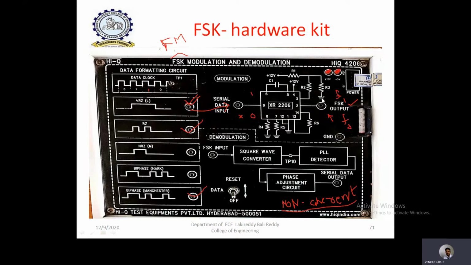And for the demodulation process, connect the modulated output to the demodulator here. In the demodulation process, we are using a PLL based circuit. By using a square wave generator, a PLL detector and a phase adjustment circuit, it is possible to convert this frequency shifted waveform into the original binary output, that is ones and zeros as an electrical pulse. So here this is a detection process, because we are not using any coherent carrier in this.